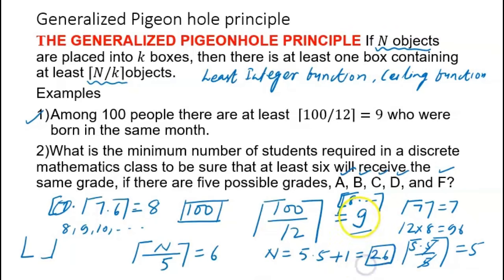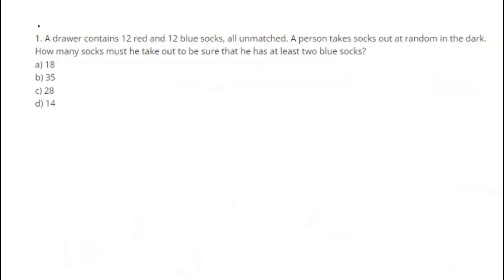So if we have 26 students, right, and there are 5 possible grades, then at least 6 of the students will receive the same grade, right? This is how the generalized pigeonhole principle works. I hope you have understood the things.